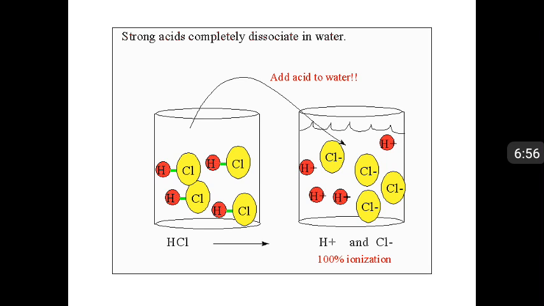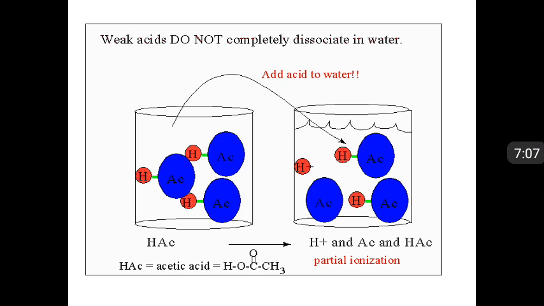Now, strong acids completely dissociate in water. If you dissolve HCl, it will completely dissociate into H+ and Cl- ions. And weak acids do not completely dissociate in water. That is acetic acid. It will show only partial ionization.